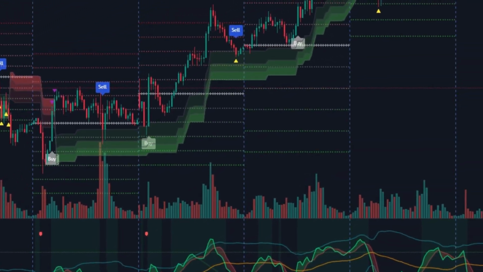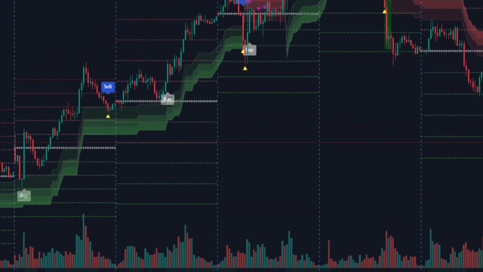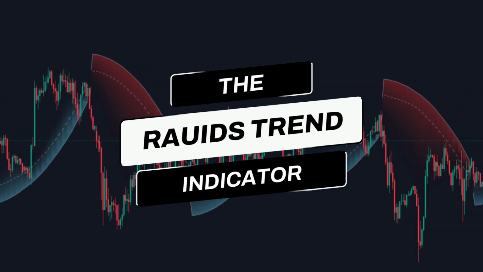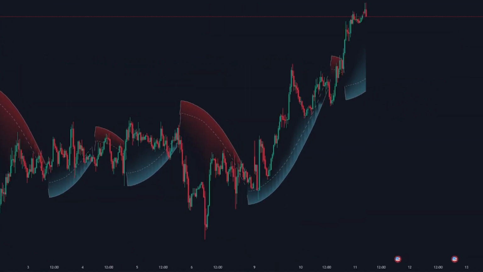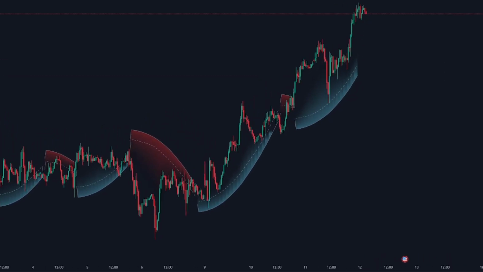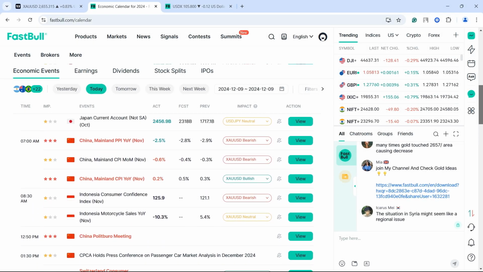Traders, imagine this: a smoother, less noisy tool for analyzing trends that takes your strategy to the next level. Meet the game changer in trading indicators, the radius trend indicator. Today, I'm going to show you exactly what makes it special and how you can start using it right away. Ready? Let's dive in.